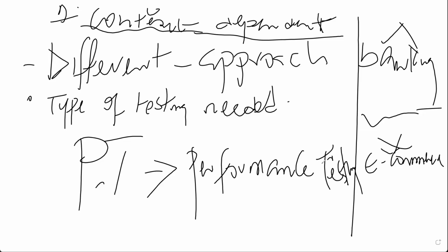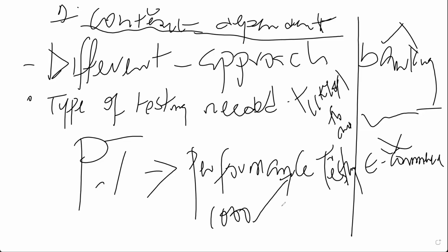In that case, when I say type of testing needed, in that scenario, this TikTok, this Facebook, this Chase Bank application, we have many different customers. They're going to hit that particular application. You might have like 1,000 people hitting this particular application at a time. So that means we need PT, performance testing.